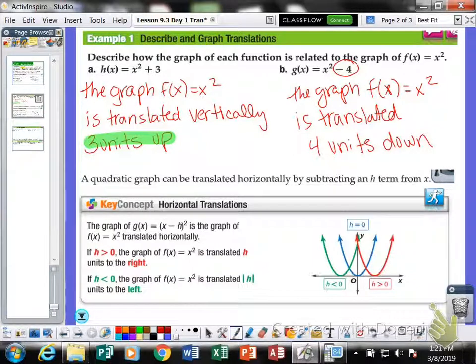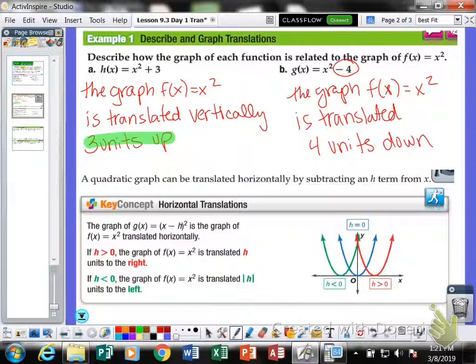Now we have something that happens when we adjust the x squared. So the graph of g of x equals x minus h in parentheses squared is the graph of the parent function f of x equals x squared translated horizontally, meaning we either shift it left or right. If h is greater than 0, then we've translated it to the right, and if h is less than 0, the graph is translated so many units to the left. And it's the absolute value because we don't want to say negative 3 units to the left. We just say it's 3 units to the left because going left makes it negative.